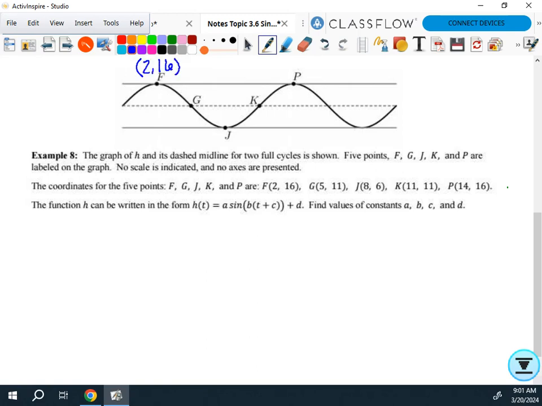16, G5, J is 8, K is at 11, 11. P is at 14, 16. Okay. And it says function H can be written in this form right here.